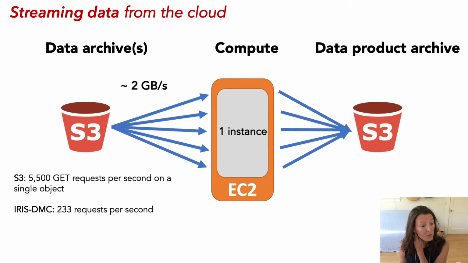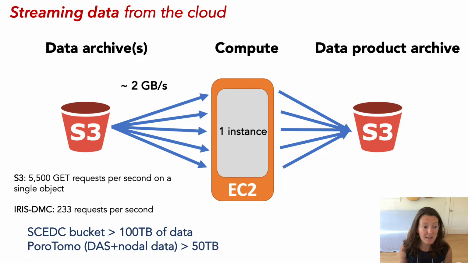There's already data available on S3. The SAGE-GAGE bucket has over 100 terabytes of continuous and event data. The temporary array of PoroTomo has DAS, and the Denolle array, again a large data set, can already be queried and hammered for compute and fun science.